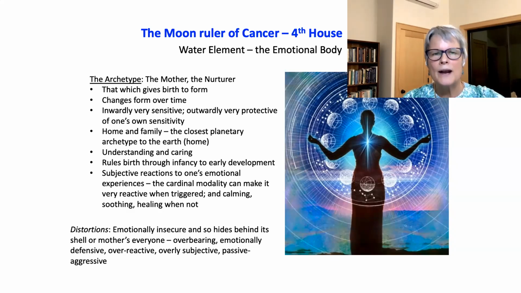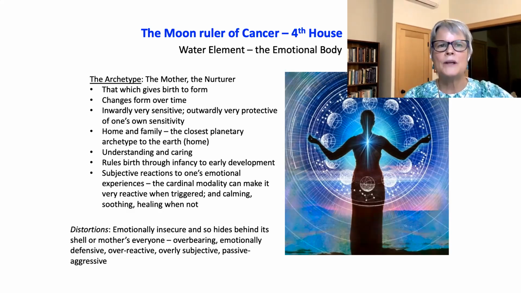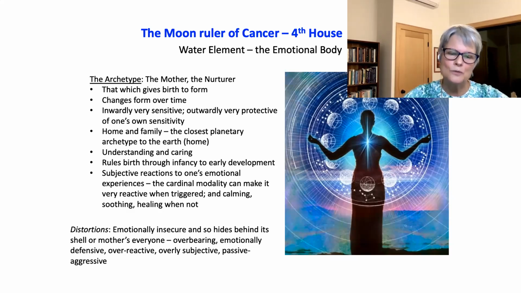And as you know, the crab is the symbol for Cancer. The crab is a great metaphor for it, because the crab has the outer, hard shell to protect its deep, sensitive innards. It rules the home and family, the closest planetary archetype to the Earth, as of course you know that the moon is the satellite around the Earth. And the fourth house is at the base of the chart.